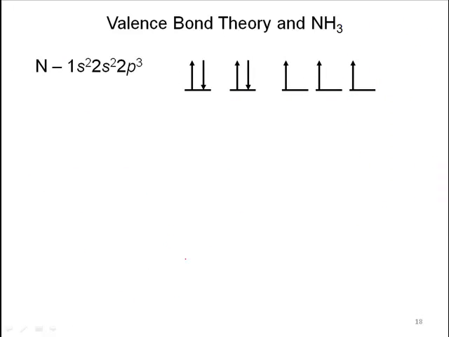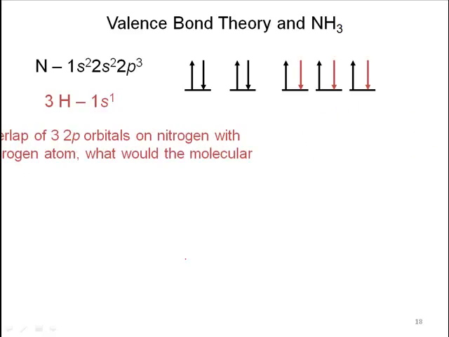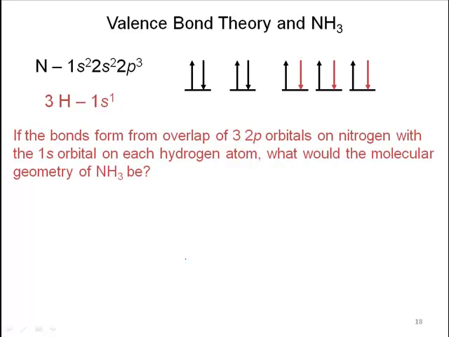So we look here at ammonia, NH3, a different central atom. Instead of being carbon, in ammonia you've got 3 H's connected to it. Your electrons come in, now it's completely filled up. If the bonds form by overlap of 3 2p orbitals on nitrogen with the 1s orbital on each hydrogen atom, what would the molecular geometry be?